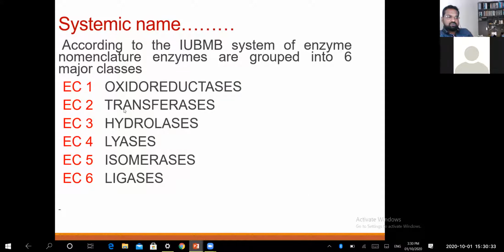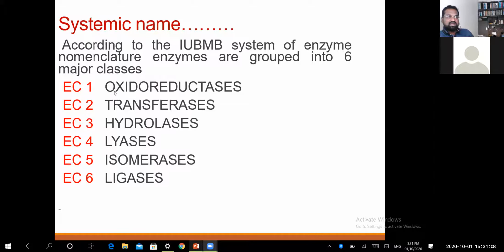Now, we have said that the first digit denotes the class of the enzyme molecule. So the Enzyme Commission has proposed 6 classes of enzymes based on the reactions they catalyze. The classification is totally based on the kind of reaction an enzyme molecule is carrying out. First class is oxidoreductases. This class is denoted by enzyme commission number 1.